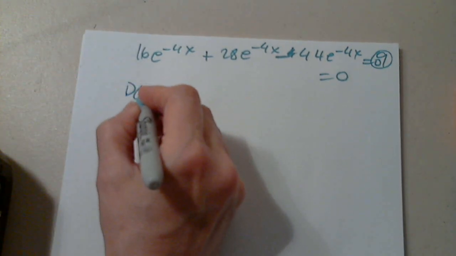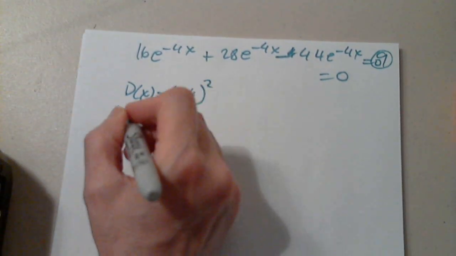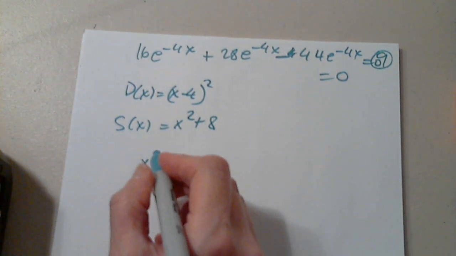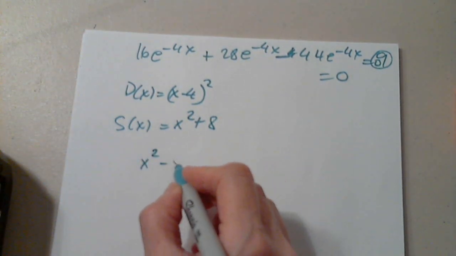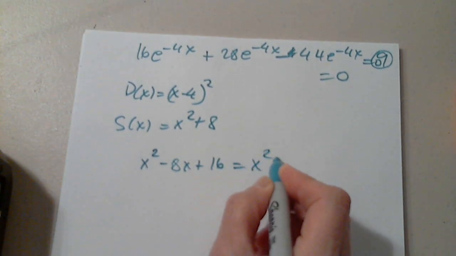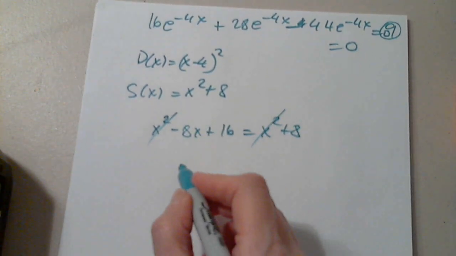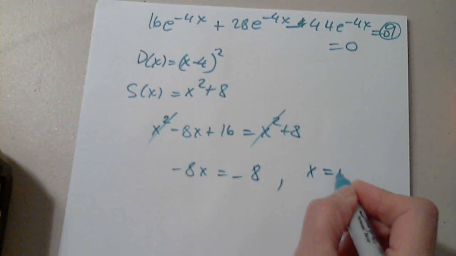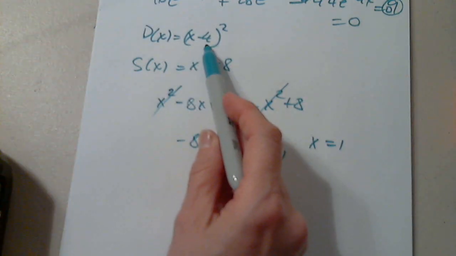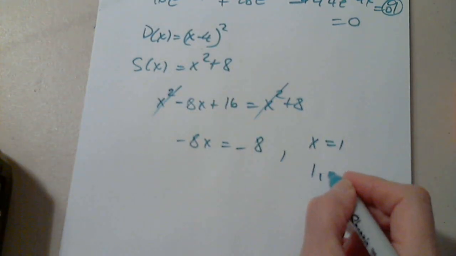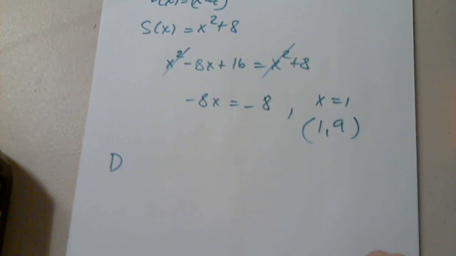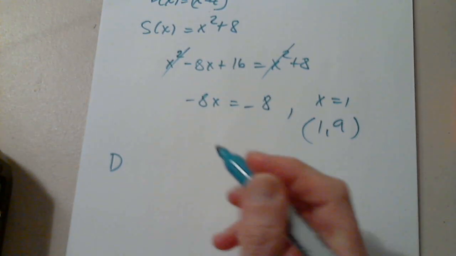The demand is x minus 4 squared, and the supply is x squared plus 8. So when we set them equal to each other, x squared minus 8x plus 16 equals x squared plus 8. And we have negative 8x equals negative 8, so x equals 1. So 1 minus 4 is negative 3. Negative 3 squared is 9. When you find the area, one times nine. Right, right. Okay.